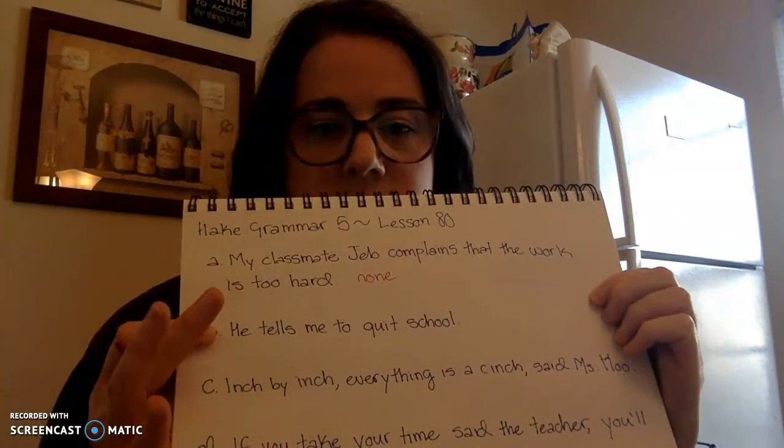Sentence B, he tells me that he wants to quit school. Right? Here's my sentence. And this, again, needs none. This needs no quotation marks. This is another indirect quotation, so it does not need any quotation marks. Also, don't listen to Jeb, and Jeb should not quit school, even if it's hard.